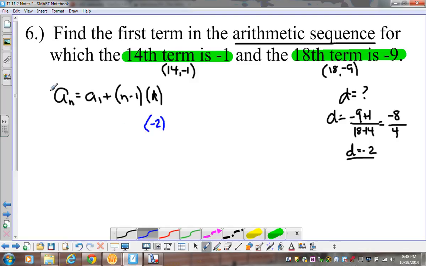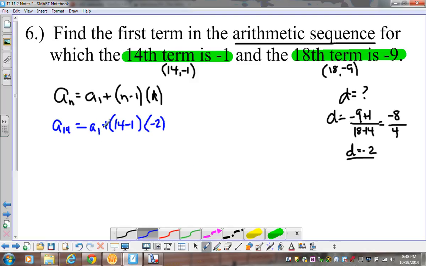Now, once again, to find my first term, I'm going to have to use one of these two terms they gave me. It doesn't matter which one you use. Just pick one of them. All right, I'm just going to use my 14th term. All right, so I'm going to say this is a sub 14 equals a sub 1, which I'm trying to find, plus, now my n value, because I'm using my 14th term, my n value will be 14.